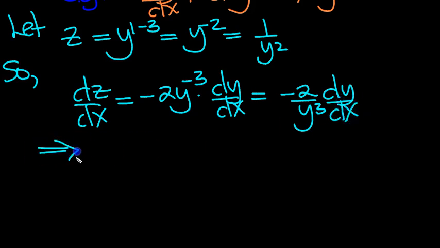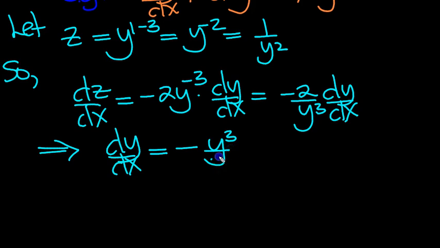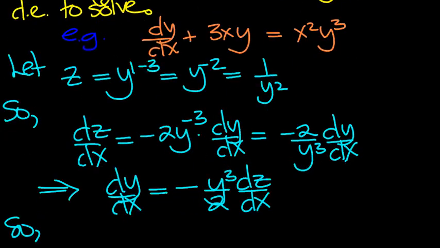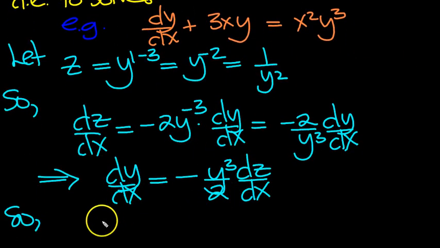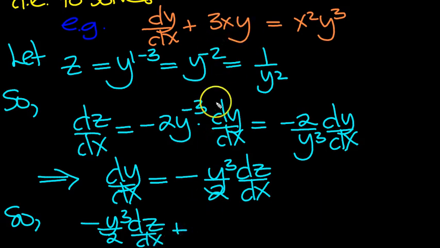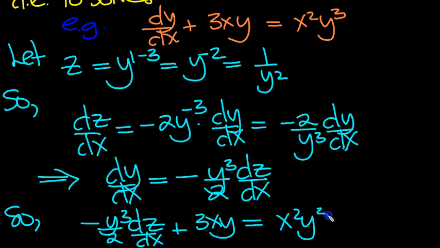And then we can rearrange it to get dy/dx to make the substitution. So dy/dx will equal then, move the minus over, and then move the y cubed up, over 2, move the 2 from times to divide, and I'm writing it down from right to left, and that's dz/dx, isn't it? So substitution gives then. So here's our equation at the top here, dy/dx, which we can replace by this. So minus y cubed over 2 dz/dx plus 3xy is equal to x squared y cubed.